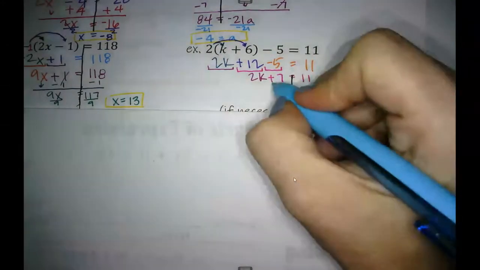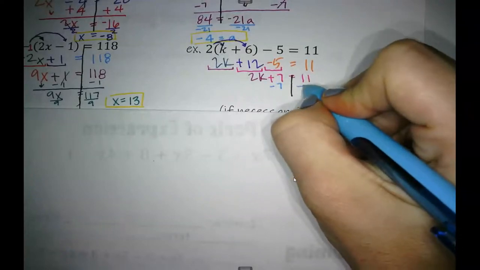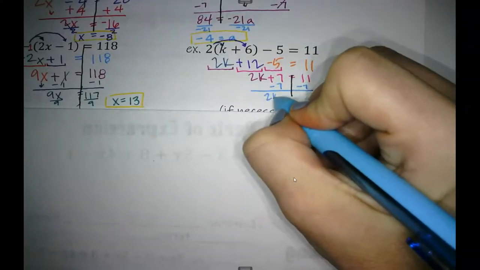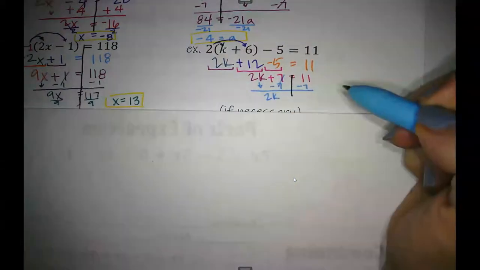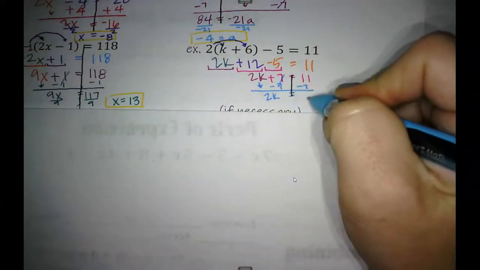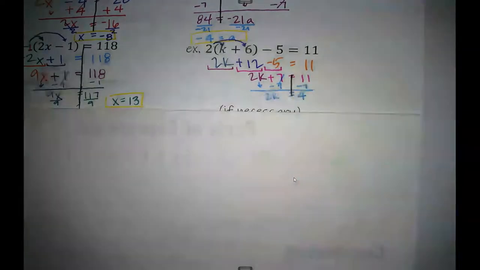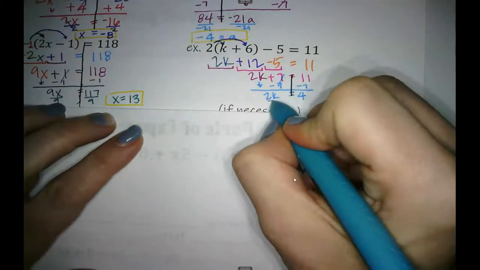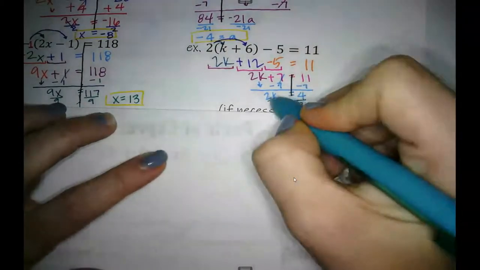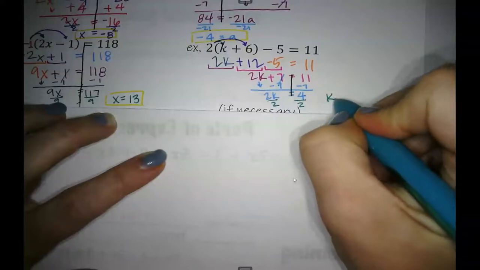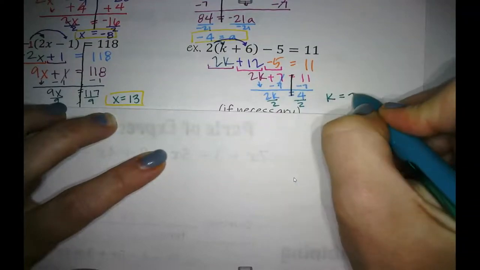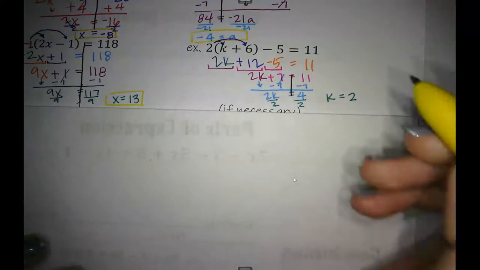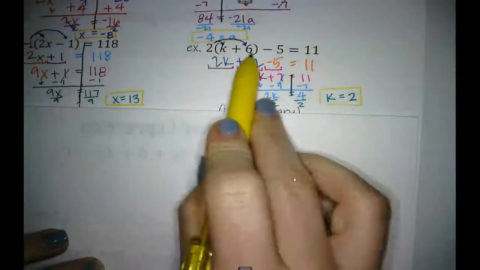So let's build that wall. Same steps. Let's take care of the addition first by subtracting. Nothing happened to that 2k. We got rid of that. 11 minus 7 is 4. Now I can handle this multiplication by dividing both sides. 2 divided by 2 just leaves me with k. 4 divided by 2 is 2. So in this case, in order for this whole equation to be true, k has to be 2.